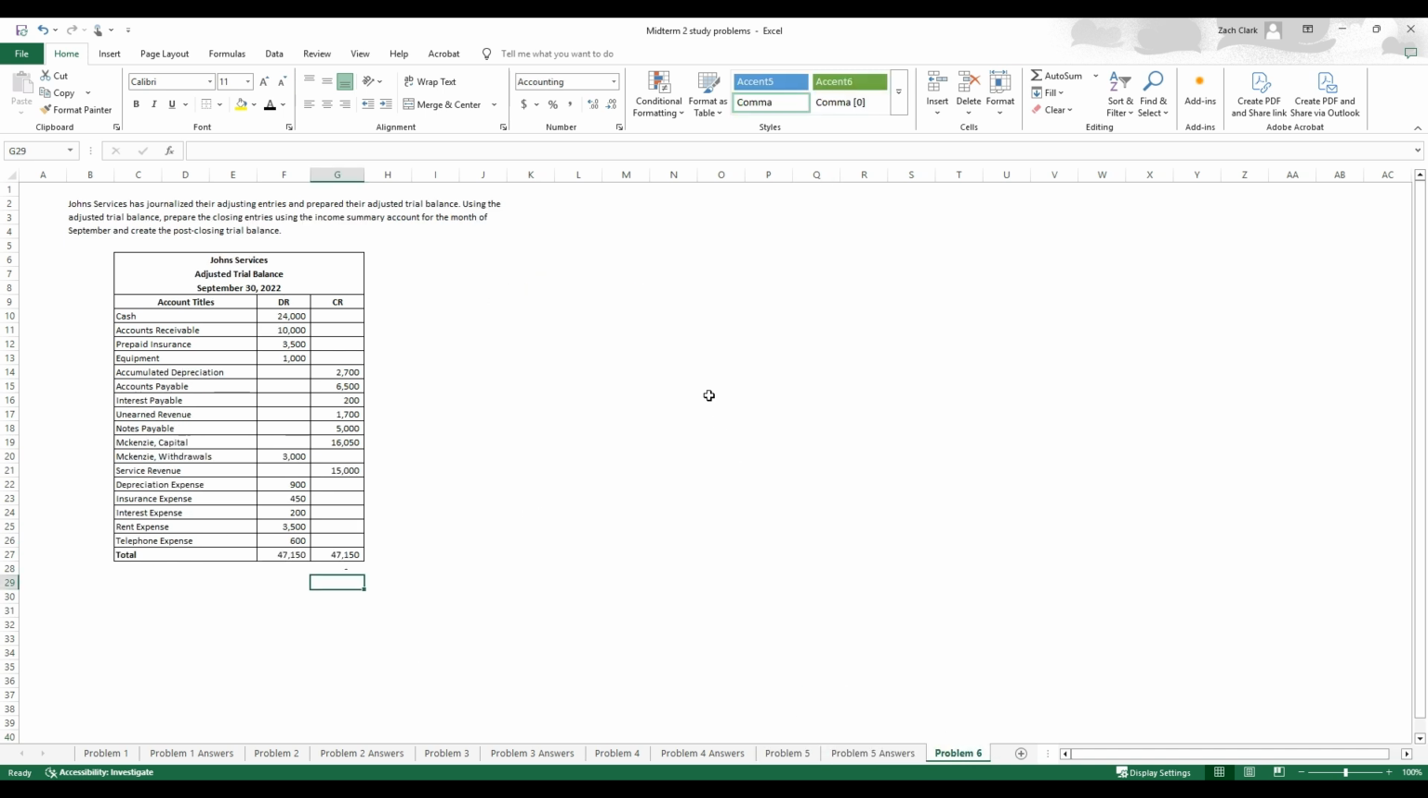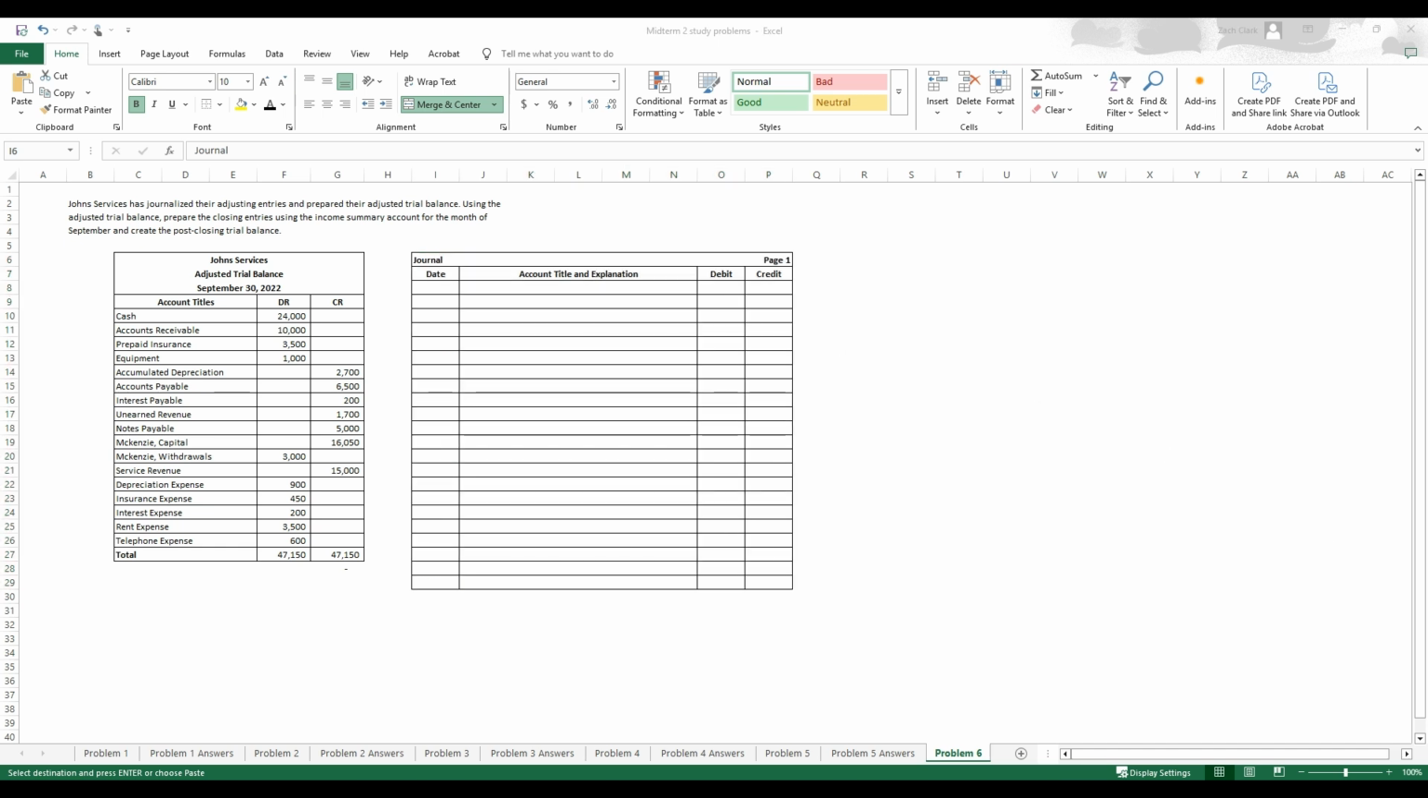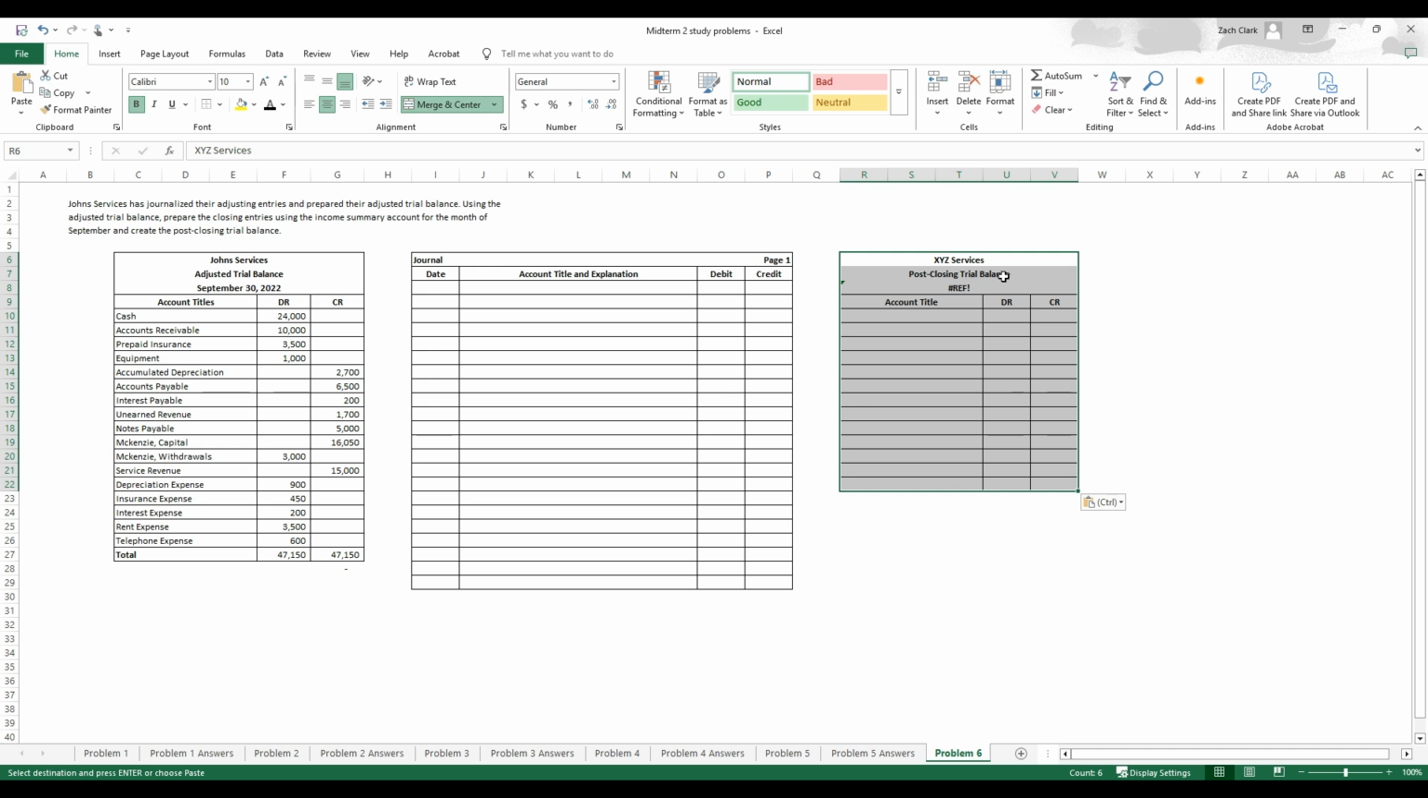All right, let's get into the last problem here. The last problem that we look at gives us an adjusted trial balance. And we just need to go in here and do our journal entries, our closing entries, for one thing. And then we also need to prepare a post-close trial balance. So we'll just put these all in here. We'll link over to that amount there. And yeah, let's take a look.